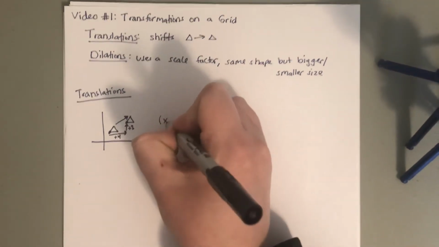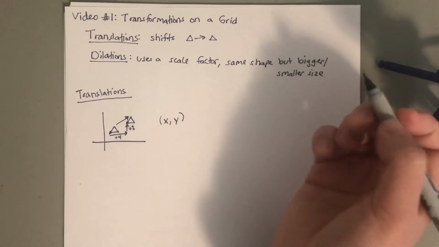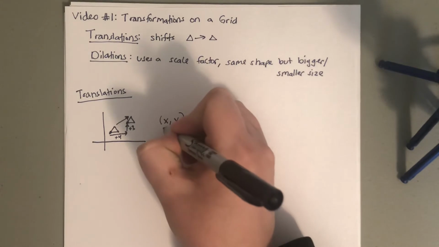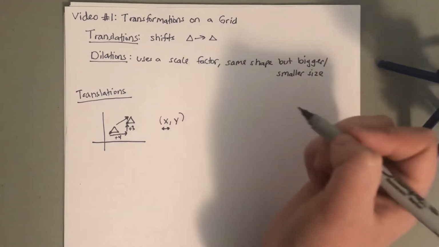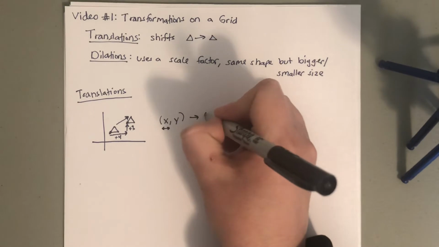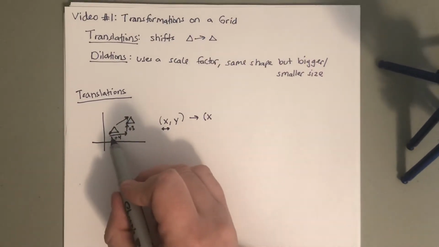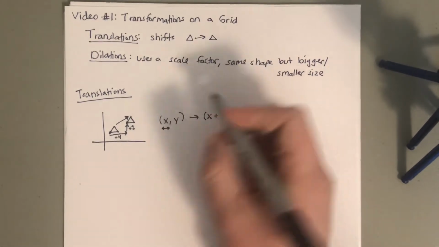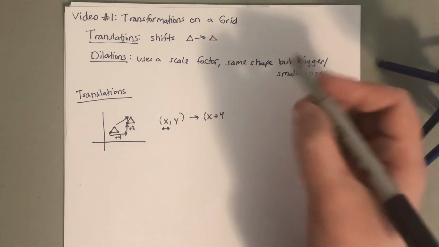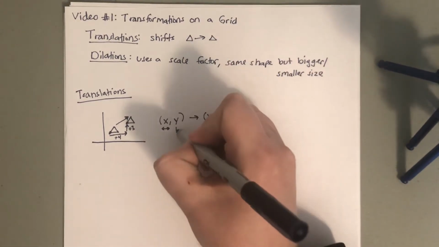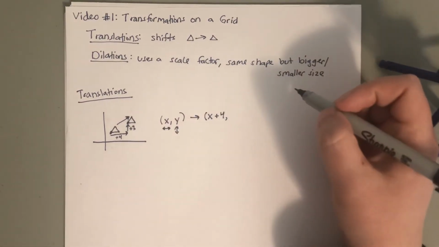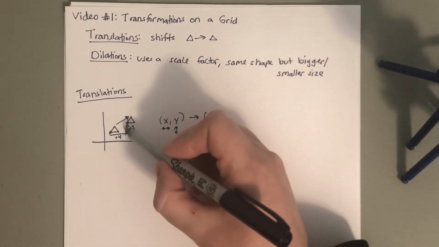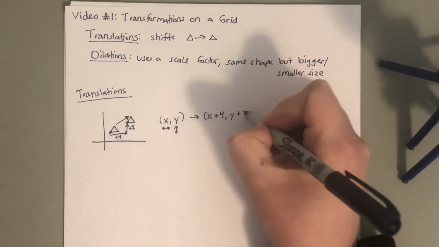Now really what's happening, if we wanted to describe what was going on, is we take every x, y, and we know that the x is the part of the ordered pair that tells you the left to right. So in this case, we're going to take each x and move it to the right 4. So we're going to add 4 to all of our x coordinates over here. And we know that the y is the part of the ordered pair that goes up and down. So we're going to take all of our y coordinates and move them all up 3. So we're going to say y plus 3.